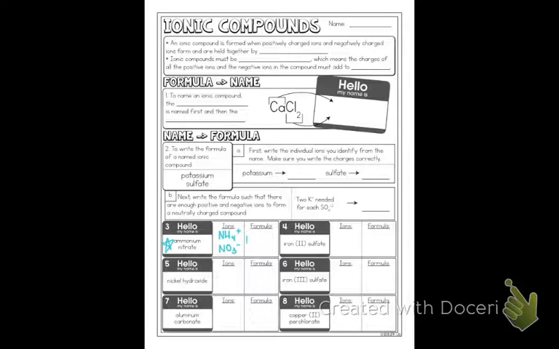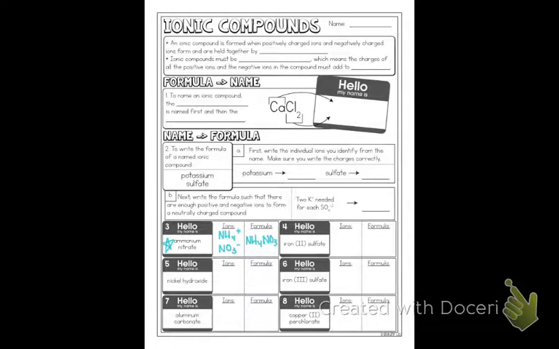So the formula here would be NH4 NO3. Now I do need to keep the subscripts there for the hydrogen and the oxygen. Those do not change when I write the formula. But I don't need any other subscripts for the polyatomic. So NH4 NO3. So let's move down and look at number 5.